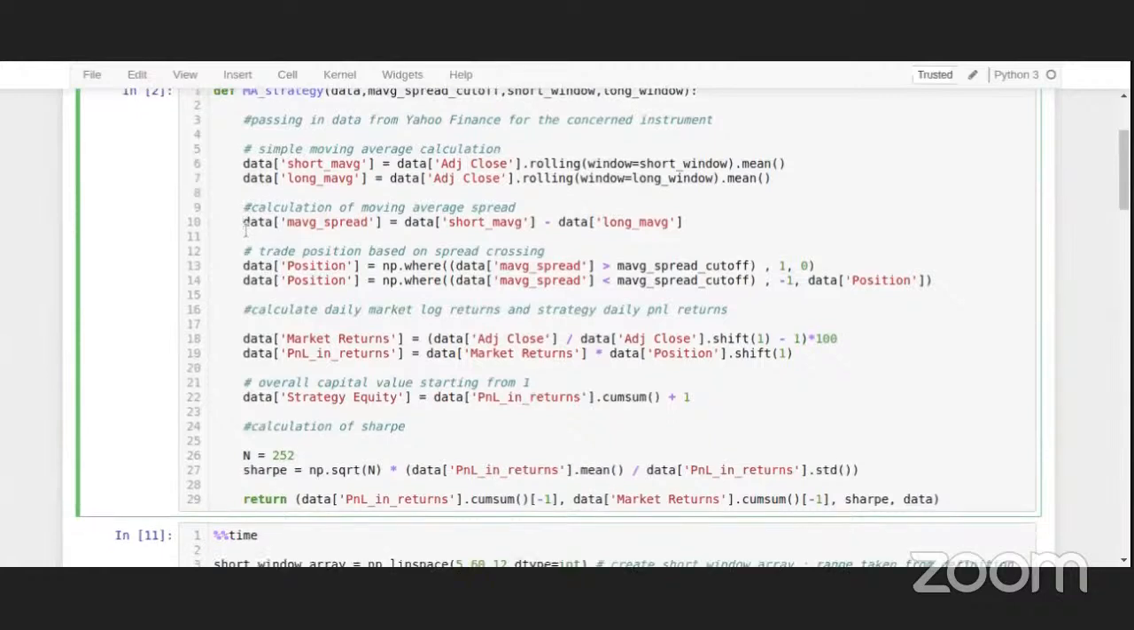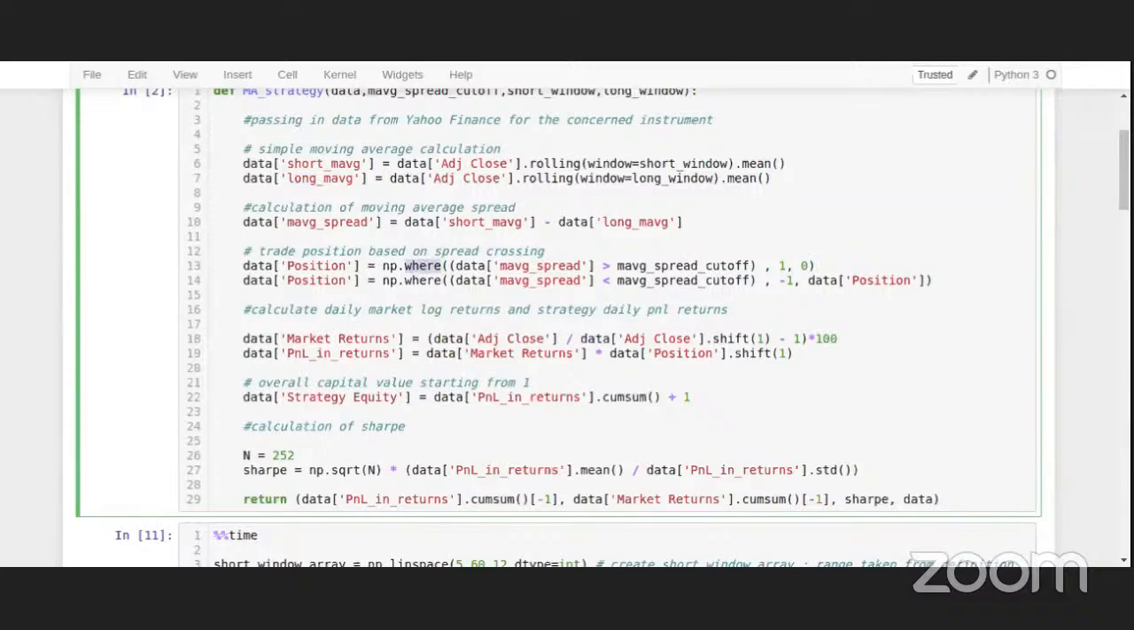Then we calculate our position. Every time the moving average spread goes above the spread cutoff, we take one position, meaning we go for a buy, and every time it goes below the spread cutoff, we enter a short position, meaning we put -1. For this we use the where module of the NumPy library.